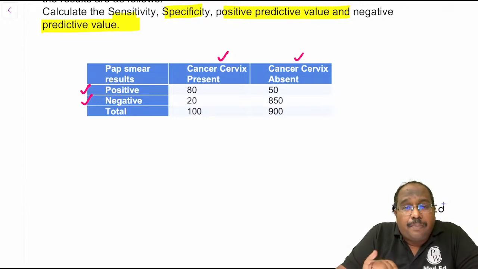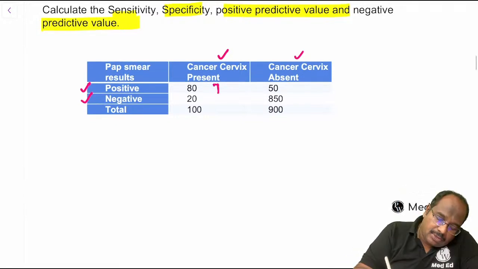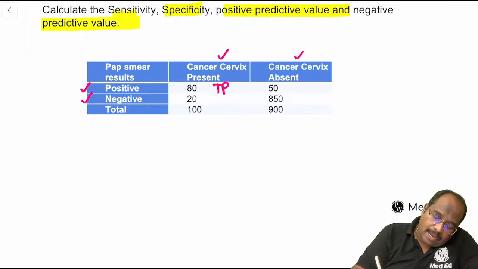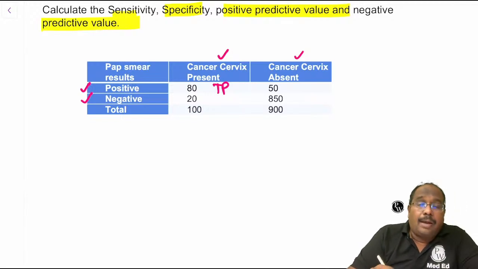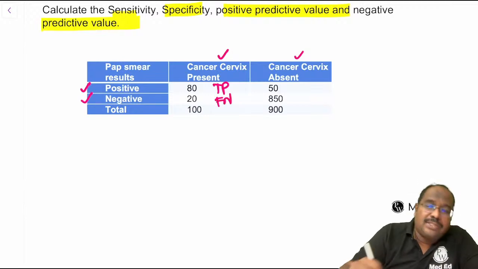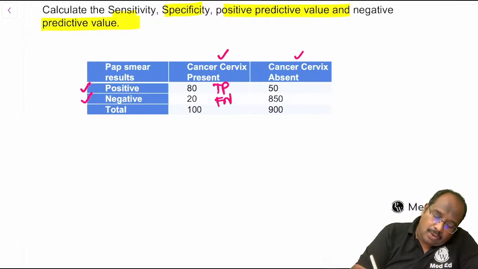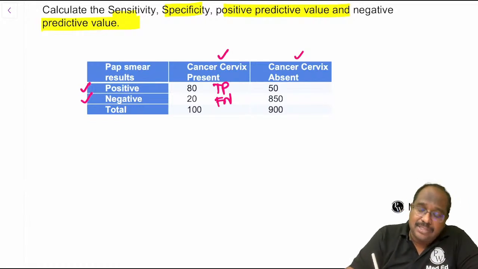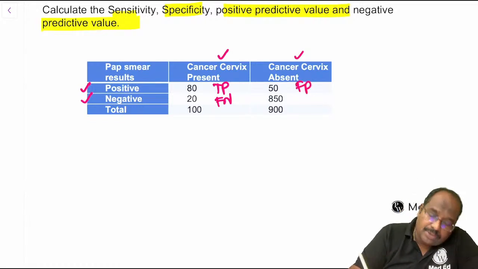Now, among the patients, how many people are screening test positive? That is 80. So these are true positives. Among those who are diseased, but the screening test is negative, this is false negative. Among those non-diseased persons, if the screening test is positive, this is false positive. This is true negative.